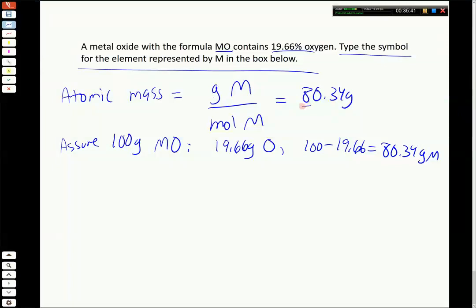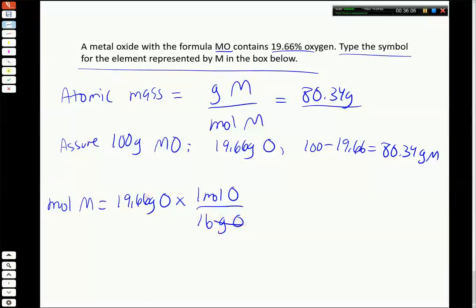But now we need to find the number of moles of the unknown. And this is where we're going to use the given information in a slightly different way. So we only know the mass and the identity of oxygen. So we can find the number of moles of oxygen in this sample because we have 19.66 grams of oxygen. We can use the atomic mass to convert from grams to moles, and we did that many times today already. So we use the atomic mass of oxygen, which is, I'll be a little more precise here, 16.00 grams of oxygen in 1 mole. So we divide by that to get the moles of oxygen.